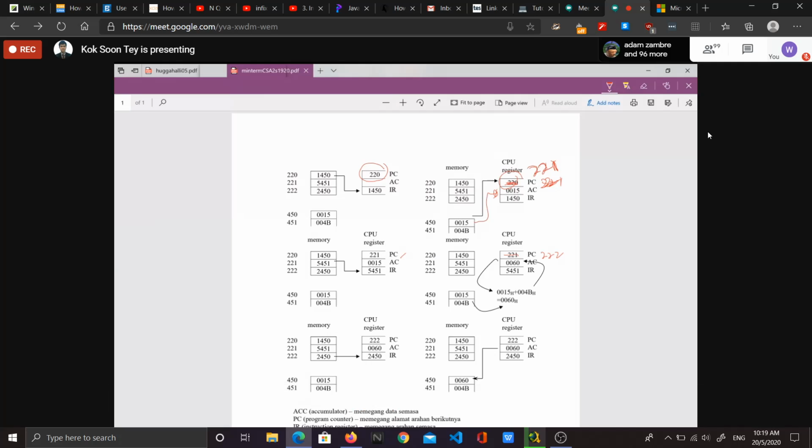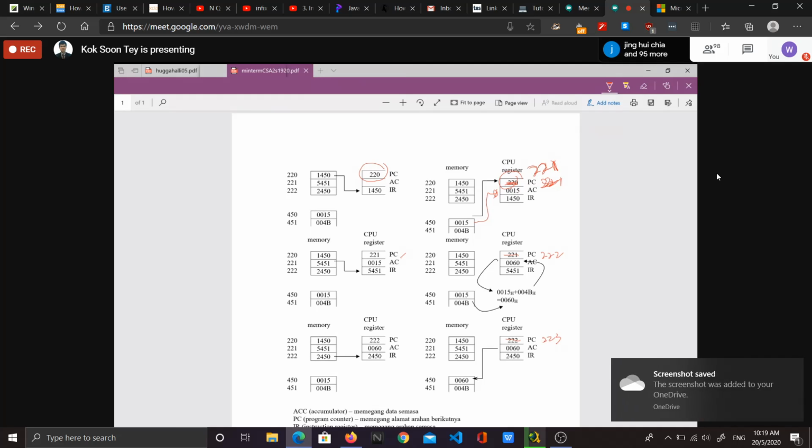Okay. Then here will be 223. So there are only three steps here. The program counter is always pointing to the next instruction to be executed. Okay. Any questions? Clear?